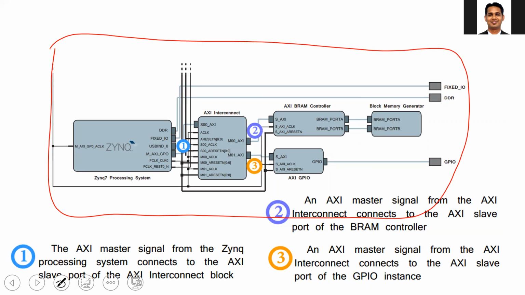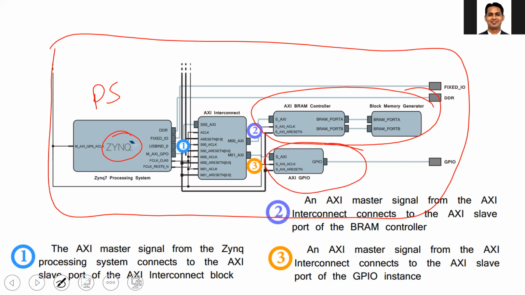For example, this is the block for the ARM processor, which is the PS. This is the block RAM memory inside the FPGA. This is the general purpose input output, GPIO. It can be connected to, say, LEDs inside the FPGA, and then you write C code, which is converted into the ELF file, which is nothing but a set of instructions.